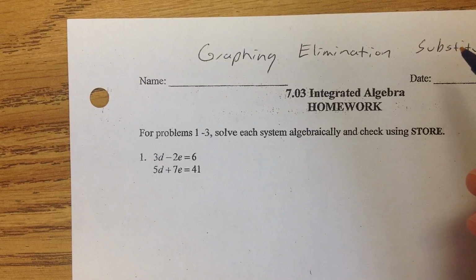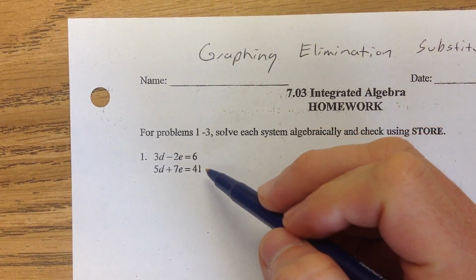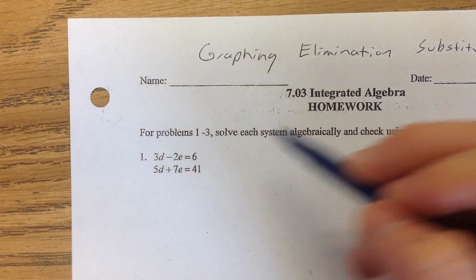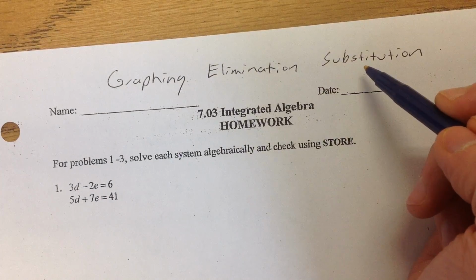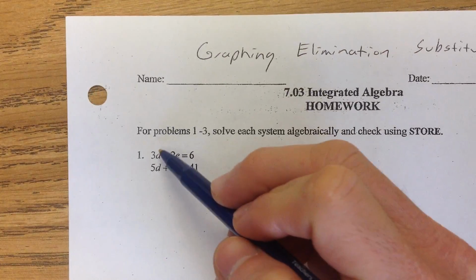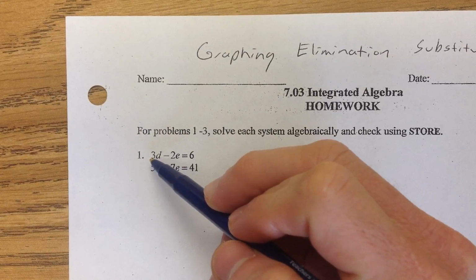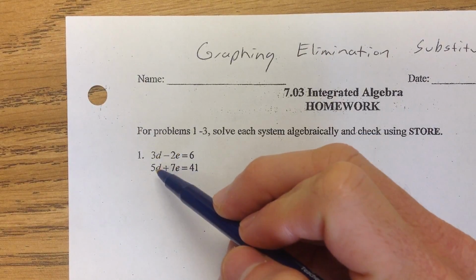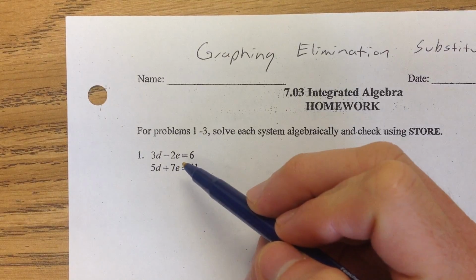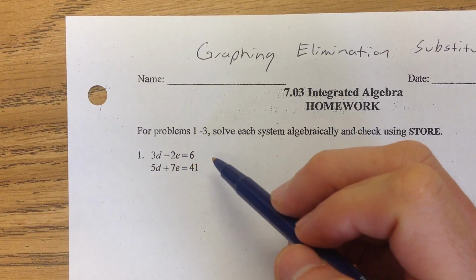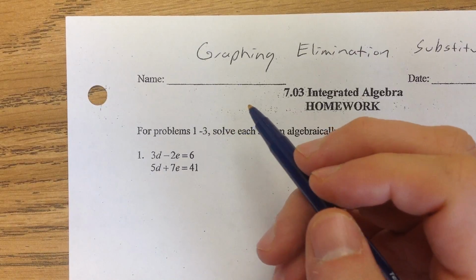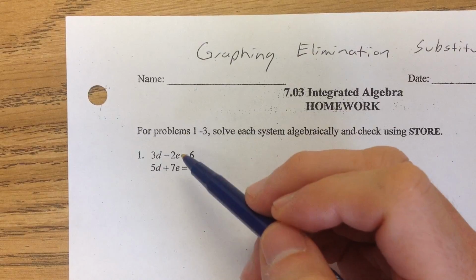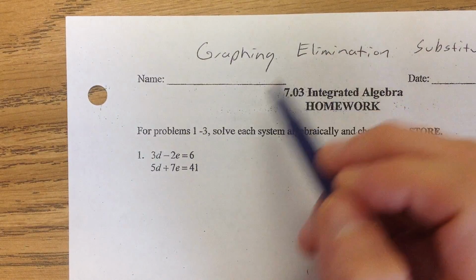The general rule is if you can get a letter by itself super easy, like you only have to subtract a number or only add a number, then substitution's not a bad choice. If you have to divide to get a letter by itself, like here we'd have to divide by 3 to get the d by itself, or divide by 2, 5, or 7, substitution's probably not a great choice because there's a good chance you'll end up with fractions that become a hassle. So this one is going to be an elimination problem.